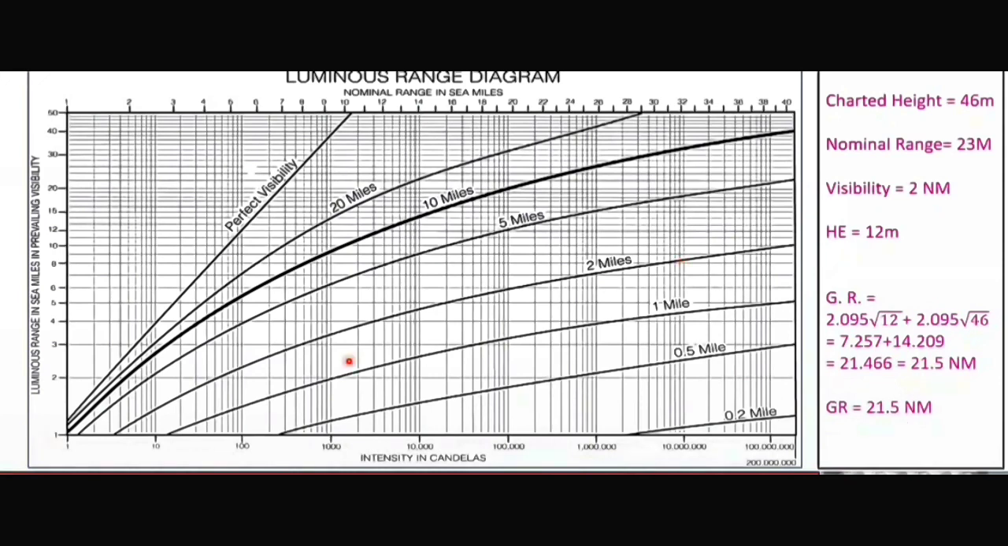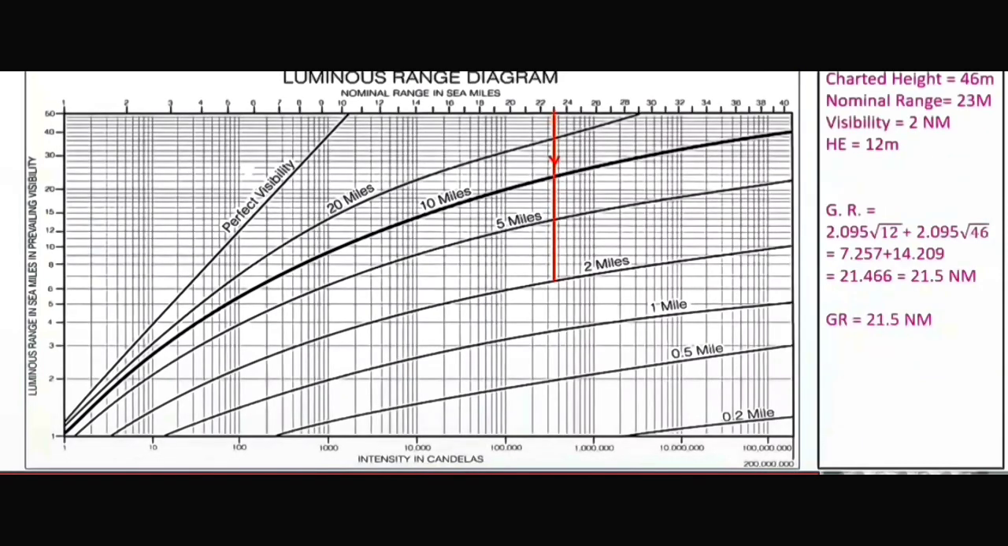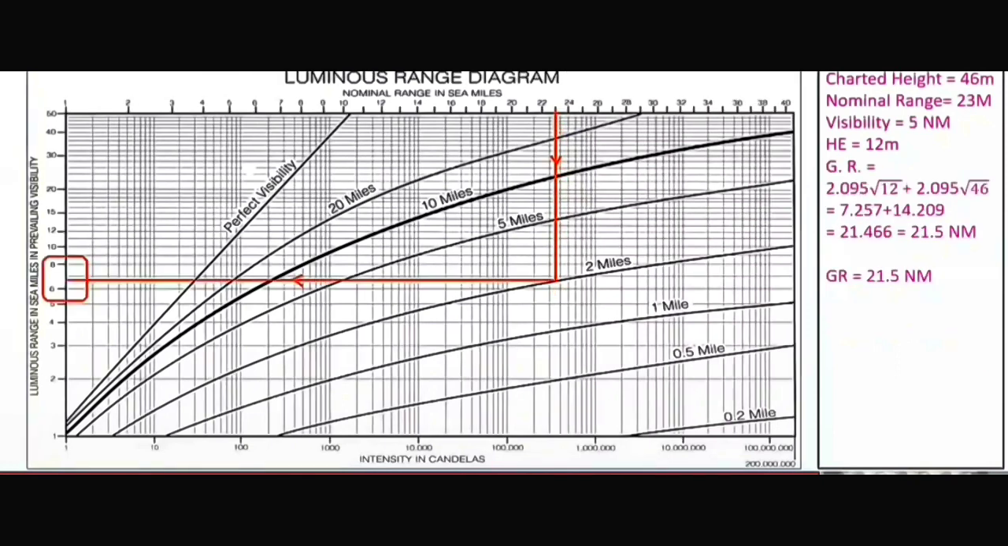Now we use this luminous range diagram with this nominal range of 23 miles and visibility of 2 nautical miles given in the question to get the PLR. You can see here from 23 miles we come down to the 2 miles visibility curve, and from here we go to the y-axis on the left side, and from here we read off the present luminous range, which is 6.7 nautical miles.